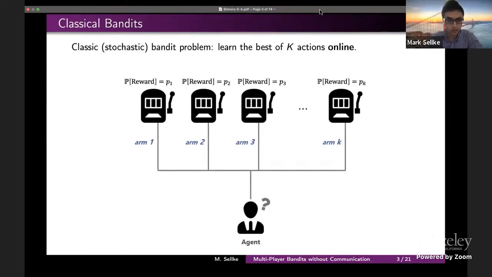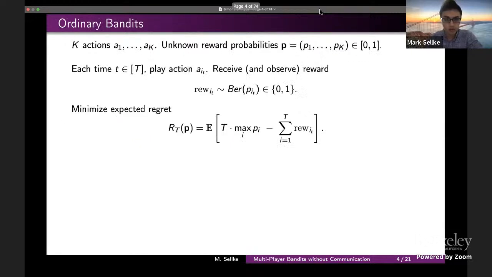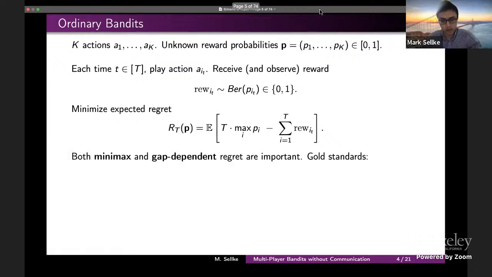Okay, so let's start. So we all know the standard stochastic bandit problem. We have some finite set of actions. Each one has some reward probability. We don't know what the reward probabilities are, and we want to get as much reward as possible over time. And usually what we keep track of is the regret. So this is the difference between the total reward from the best arm and the total reward that we end up collecting ourselves.